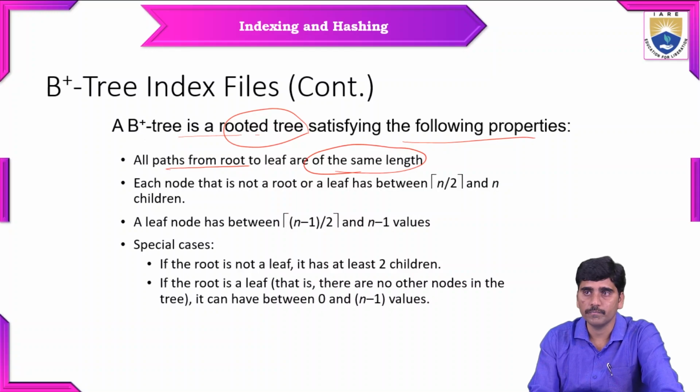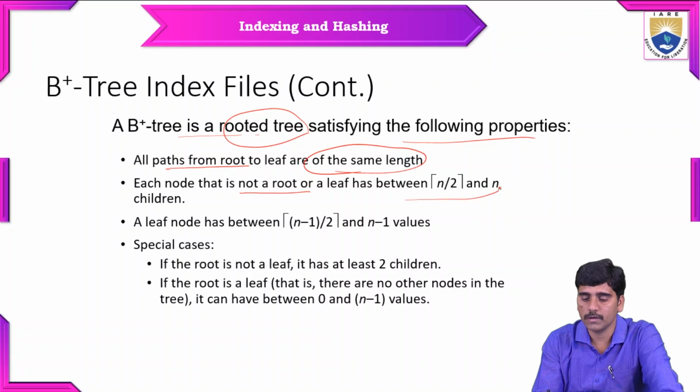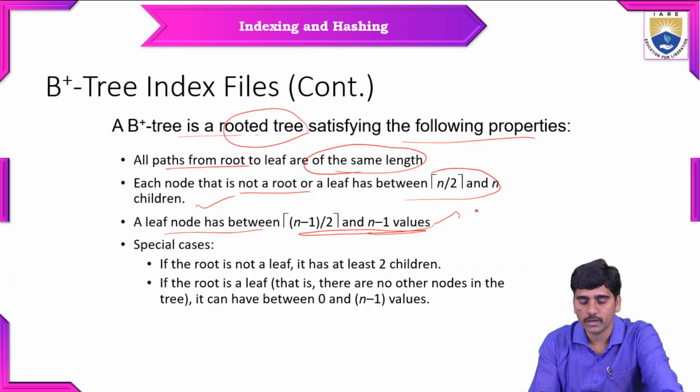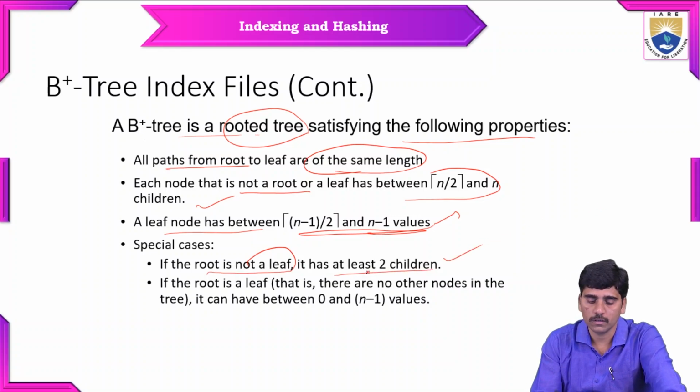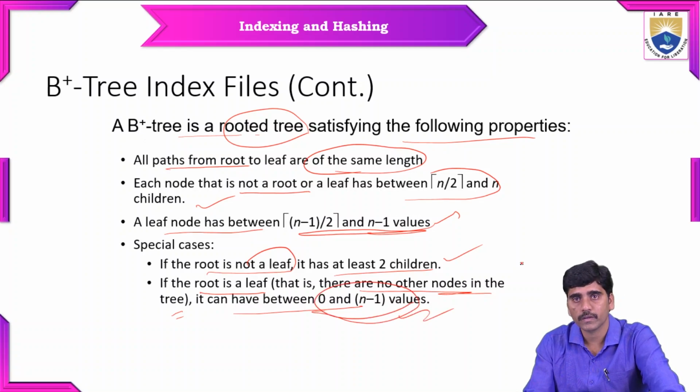Each node that is not a root or a leaf has between n by 2 and n children. A leaf node has between n minus 1 by 2 and n minus 1 values. In the special cases, if the root is not a leaf, it has at least 2 children. If the root is a leaf, that is, there are no other nodes in the tree, it can have between 0 and n minus 1 values.